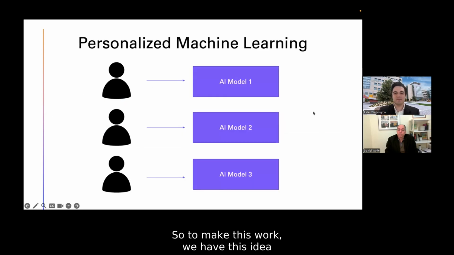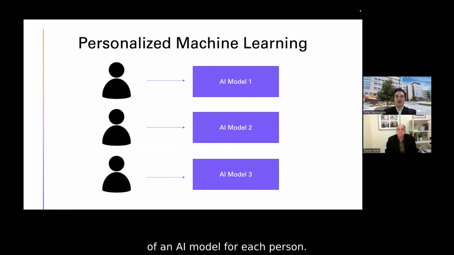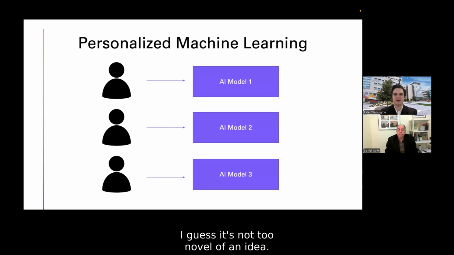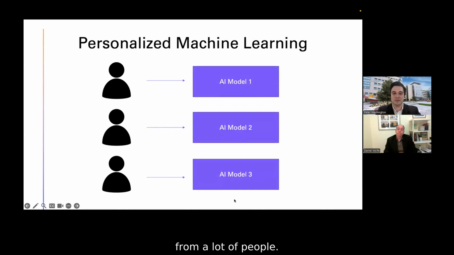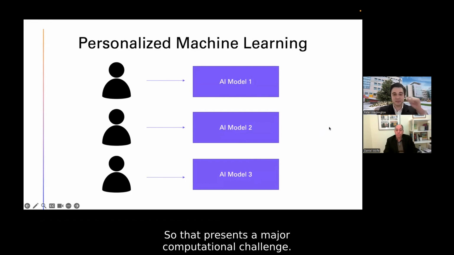So to make this work, we have this idea of an AI model for each person. I guess it's not too novel of an idea. It's kind of simple as well. But it's much harder to pull this off than it may seem, primarily due to the small number of labels that you get when you build a model per person compared to when you're trying to build a diagnostic model that's getting a bunch of data from a lot of people. So that presents a major computational challenge.